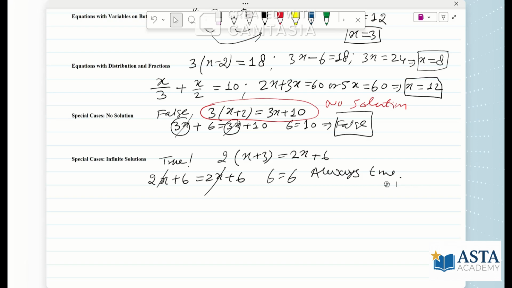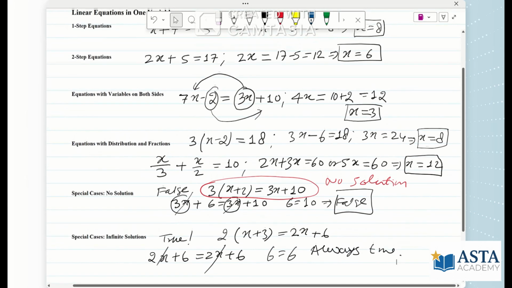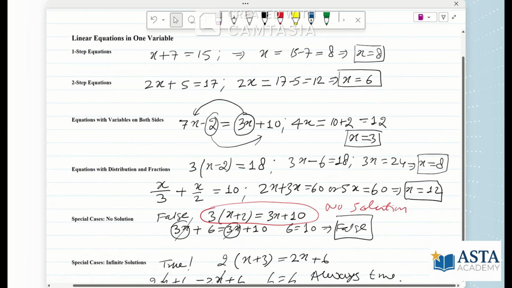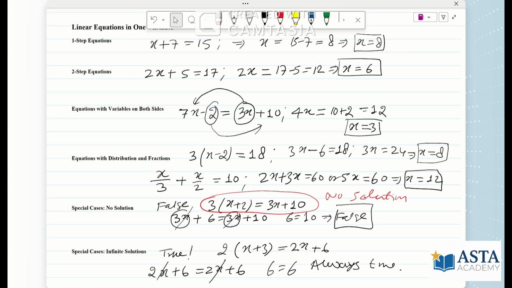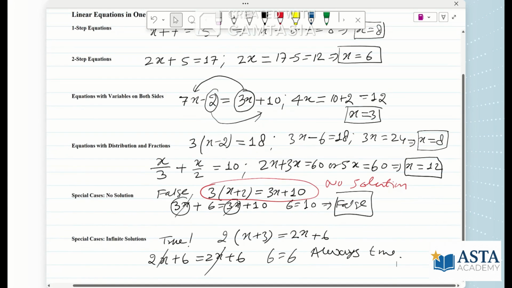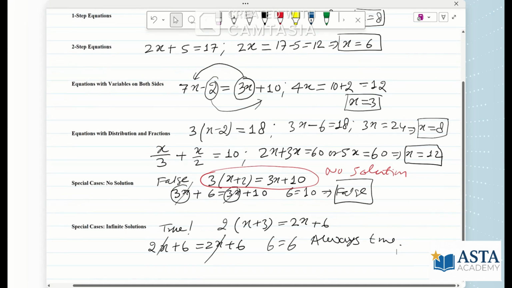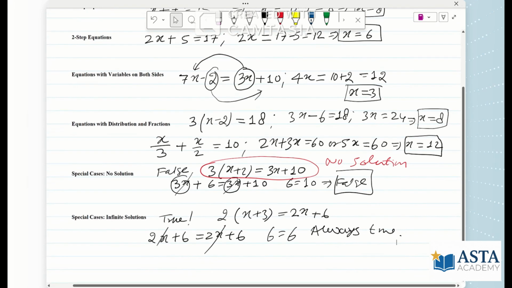So today we have seen linear equations in one variable. There are different types of problems that come in the SAT: equations that can be solved in a single step, two steps, involving variables on both sides, involving the distribution property, involving fractions, and then either no solution or infinitely many solutions.